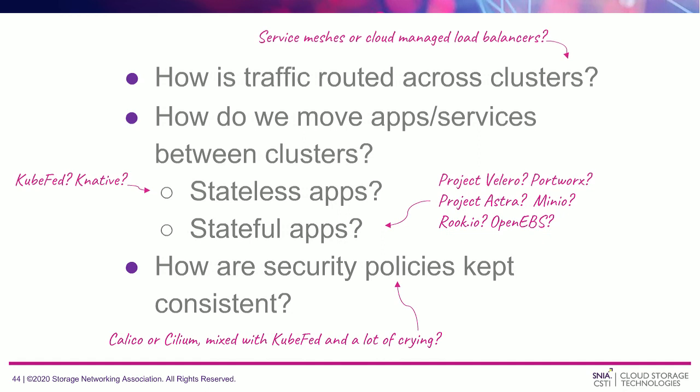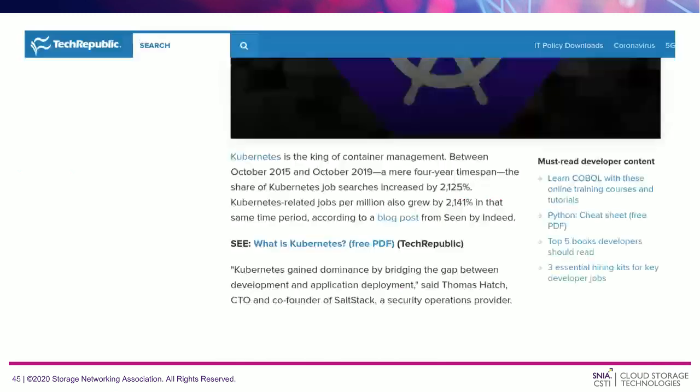So looking at this, there are some solutions, and that's great. We have some little annotations here pointing out CubeFed or Knative, which is a serverless application. Those are solutions for stateless apps. We can think about Project Velero, Portworx, Project Astra, Minio, Rook, OpenEBS. We'll talk about those a little bit later in the presentation. Those are for stateful apps. And then service meshes and load balancers from the cloud can help route traffic between our clusters. And finally, policy enforcement is thankfully something the Kubernetes community has been looking at relatively early in its life cycle. So there are tools like Calico and Cilium that mix together.